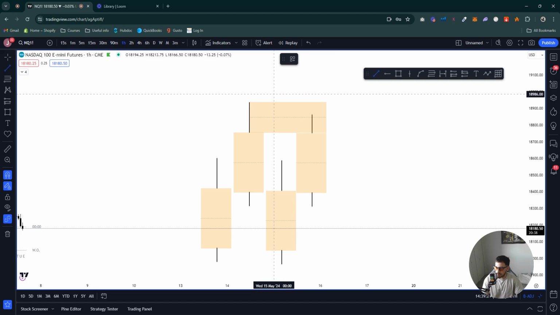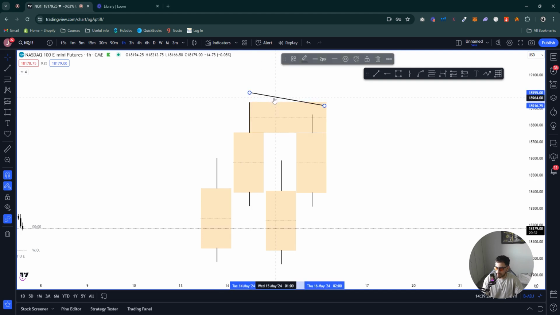So let's say, for example, you have an SMT divergence here, right? And this should be the protected high. Let's say ES made a higher high, but NQ made a lower high. This should be your protected high. Price should not wick above it. It can wick above it, but it's not ideal. Treat this like a fair value gap where the midpoint is kind of like your break off point. If we close a body above the midpoint, it's probably going to go to the high.